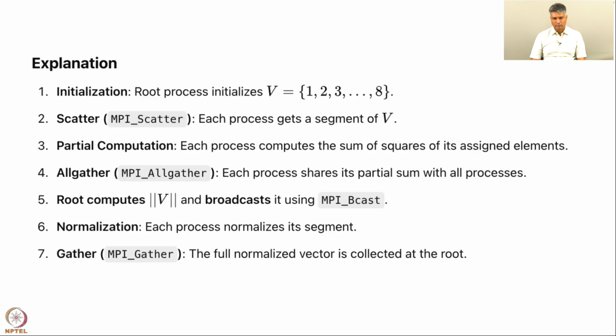The normalization then continues in parallel, each individual process computing the normalization of its component, and then MPI gather gets the fully normalized vector back to the root. So this completes the MPI scatter, all gather and MPI gather functionality.